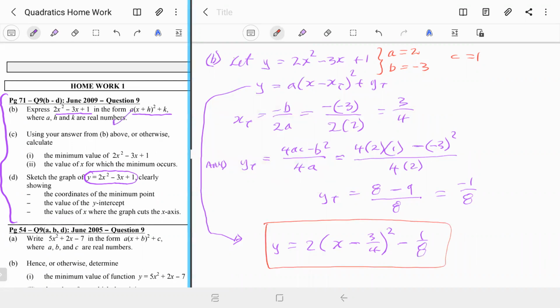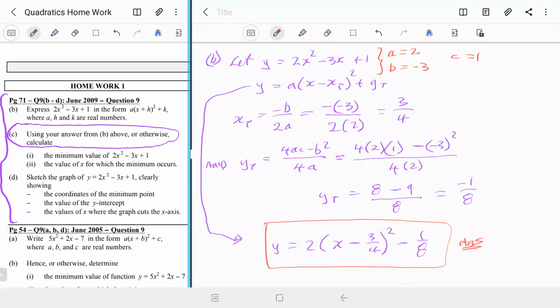This is the answer for this part, for B. This is the answer right here. Answer for B. Then C now, right here, we clear it off. Doing C now, this one.